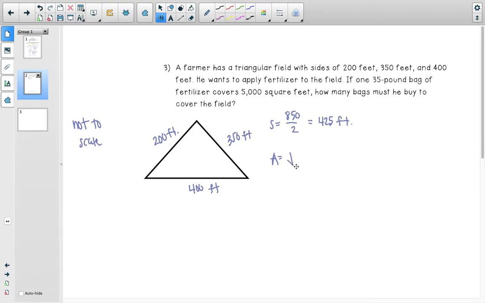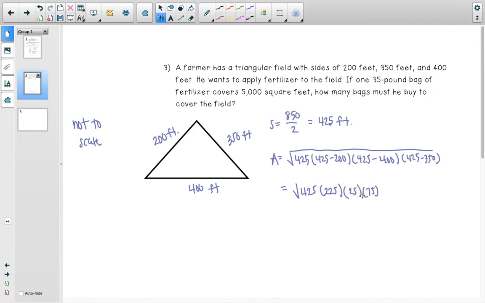You're going to get 425, and then 425 minus 200, 425 minus 400, and 425 minus 350. And voila. We go through and simplify this because we can. And if you want to jump right to the step, go for it, okay? I'm not stopping you. I'm just trying to show you all the steps. So difference between 425 and 200 is 225. Difference between 425 and 400 is obviously 25. And then 425 and 350 is 75.